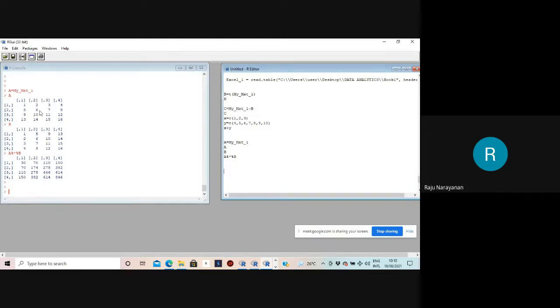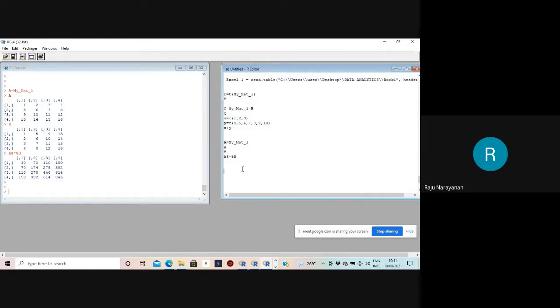1 into 1 is 1, 2 into 2 is 4, 1 plus 4 is 5, 3 into 3 is 9, 5 plus 9 is 14, 4 into 4 is 16, 14 plus 16 is 30. Then 1 into 5 is 5, 2 into 6 is 12, 17, 3 into 7 is 21, 38, 4 into 8 is 32, 38 plus 32 is 70. Therefore, to get the product of two matrices, the operator is percentage A percentage.